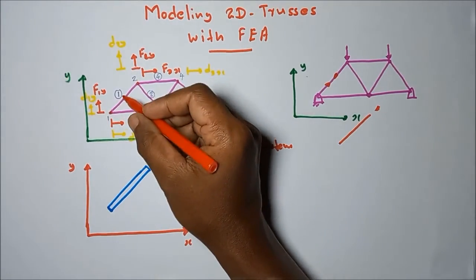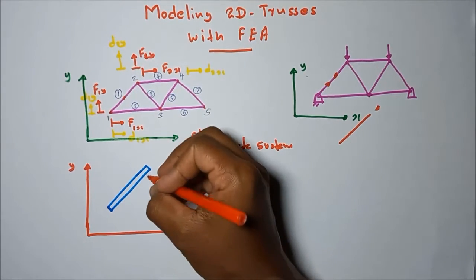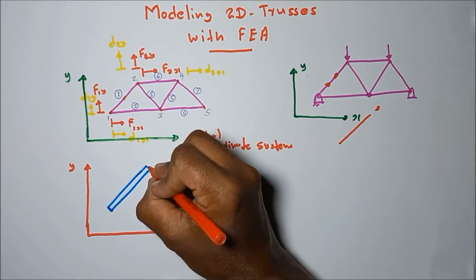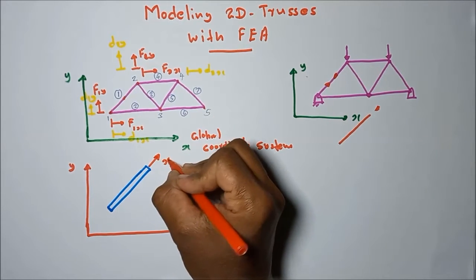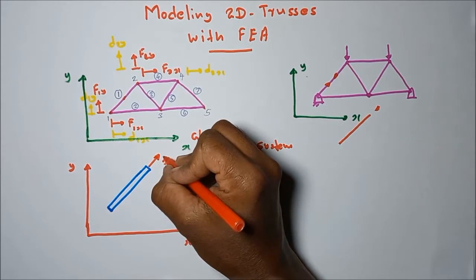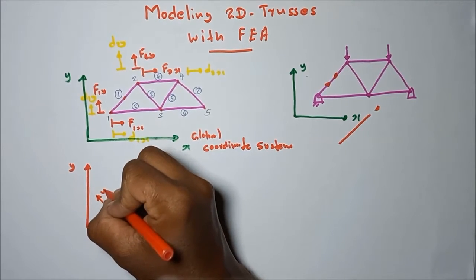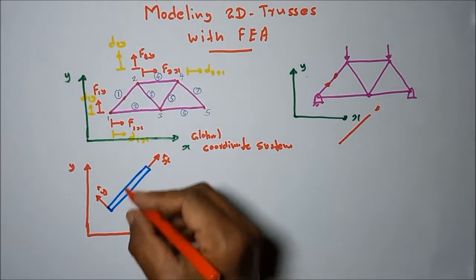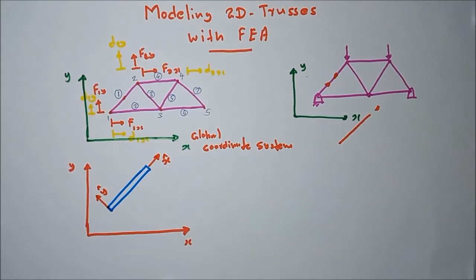Okay, I am considering the first bar. So then I am going to assign the local coordinate system considering the first bar. So this is my local coordinate system. Along the axis of the bar element, I am going to use the x hat. In a transverse direction, I am going to use the y hat. Okay, this is the local coordinate system. X hat, y hat is called the local coordinate system. X and y is called the global coordinate system.